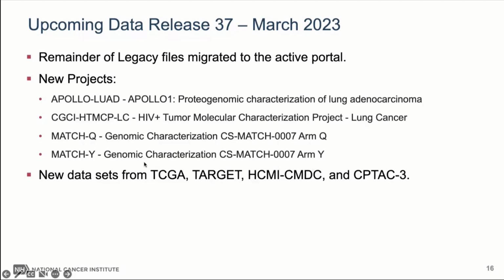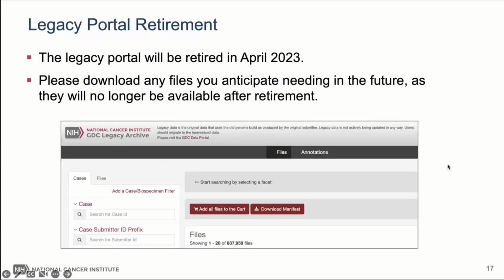Then we also have some new datasets from TCGA, TARGET, HCMI, and CPTAC-3, which you'll see more information on in our release notes. The last thing I want to mention is that the legacy portal retirement will be happening in the release after data release 37. So this is likely to be April 2023. So please, if you need any files from the legacy archive, start downloading them now.